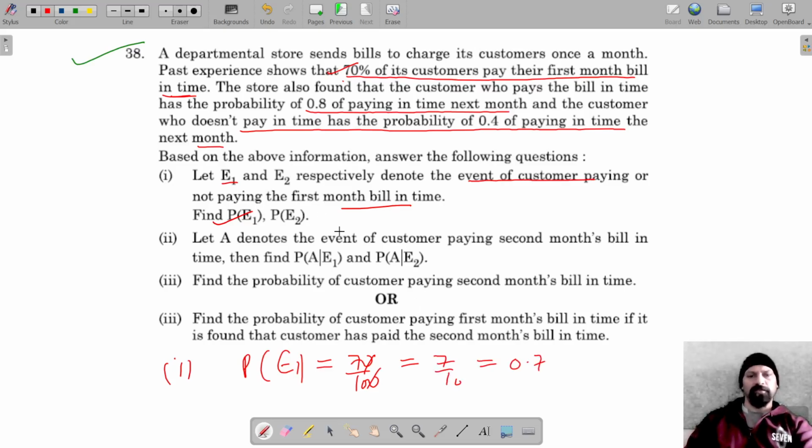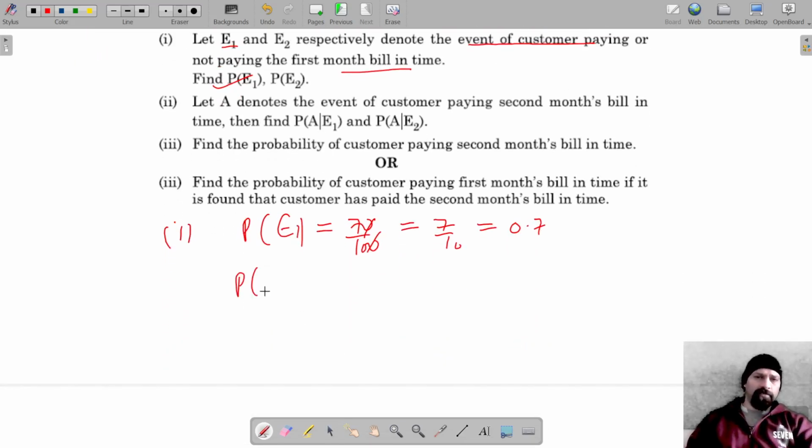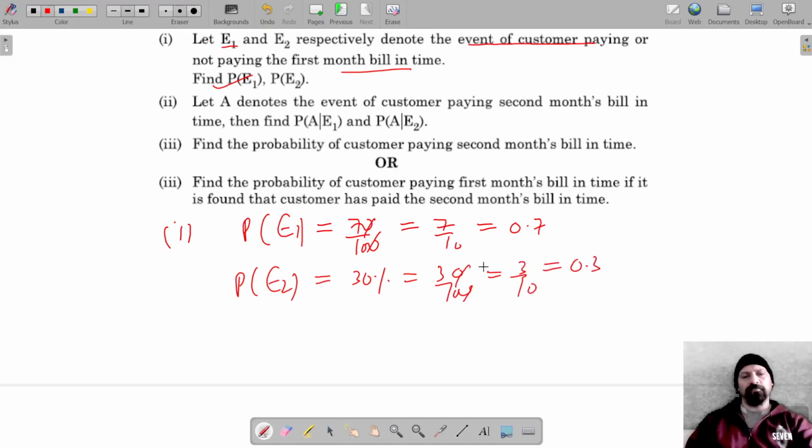Now, who do not pay the first month bill in time? That will be 30%. So E2 is the event when the customers do not pay the first month bill in time, which is 30%, equal to 30 by 100, because 70% pay in time but 30% do not pay in time. So this is 3 by 10, which is equal to 0.3.